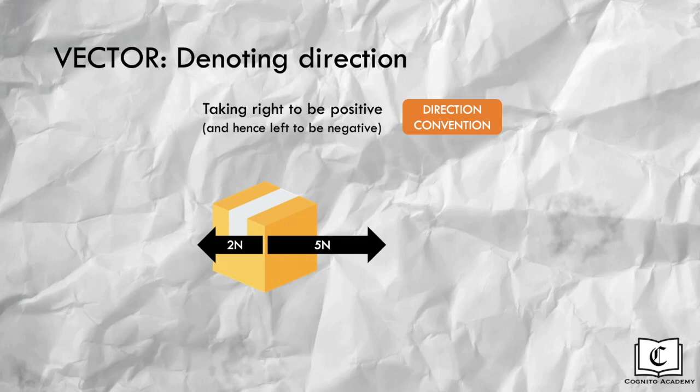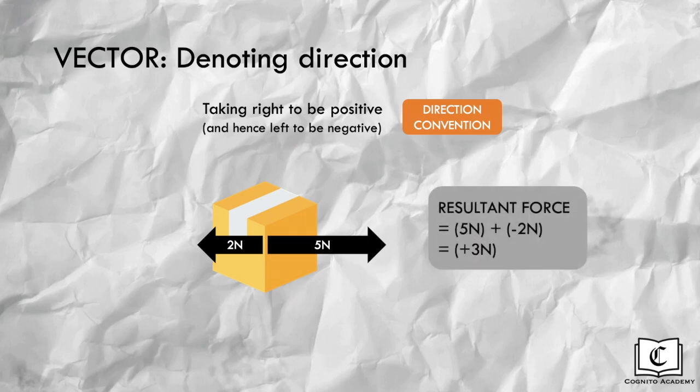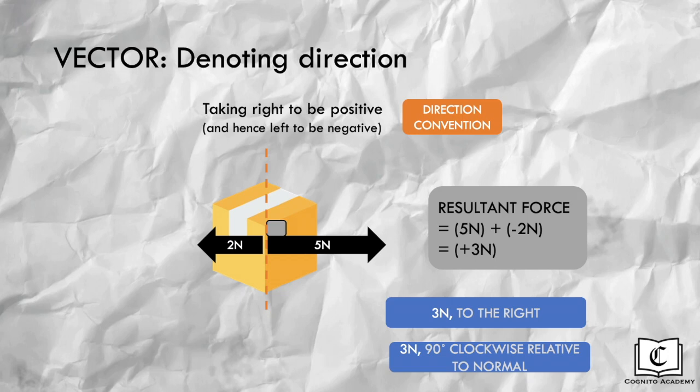Here, we have a box with two forces acting on it. With the direction conventions, we can say that positive 5 newtons of force and negative 2 newtons of force are acting on the box. Adding both forces together gives us a resultant force of positive 3 newtons. And since positive denotes the right, the resultant force is basically 3 newtons towards the right, or 3 newtons 90 degrees clockwise relative to the normal. Another thing to note is that the length of the vector arrow is proportional to the magnitude. Therefore, 5 newtons has a longer vector than 2 newtons.